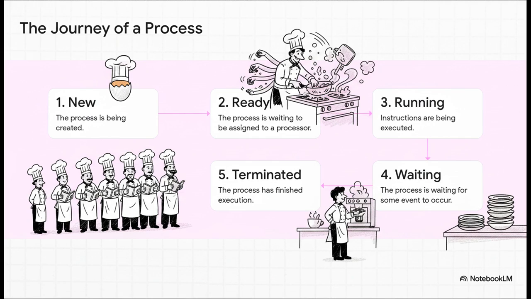Then it gets to ready. All the ingredients are chopped, the cook has their apron on, they're just waiting for the head chef to give them the nod. Running is when the head chef is right there, actively chopping and stirring their dish. Waiting is, well, maybe the dish is in the oven, the cook can't do anything, they're just waiting for a timer to go off or for a file to finish downloading. And finally, terminate. The dish is plated, served, and the job is totally done.